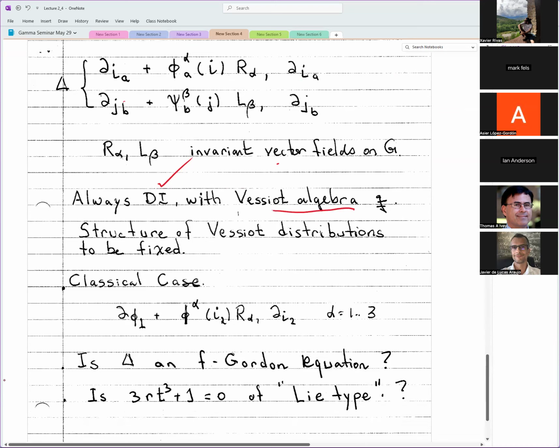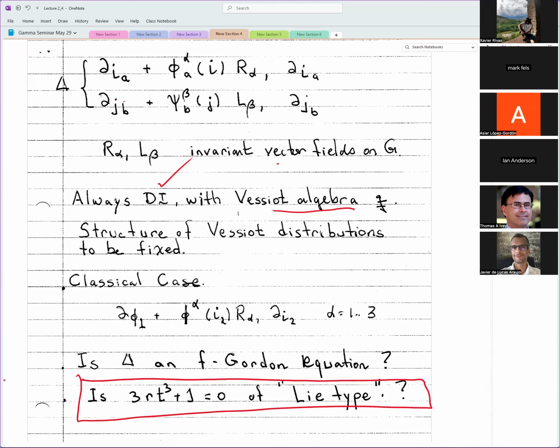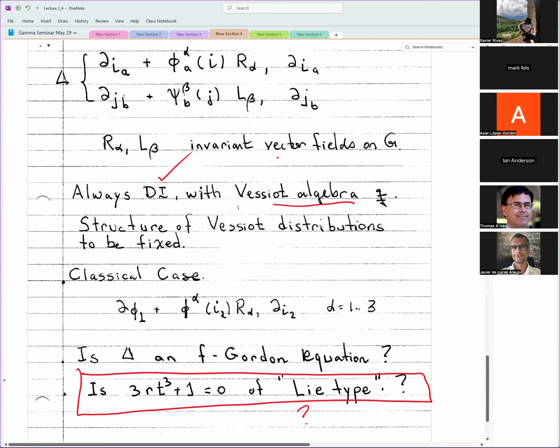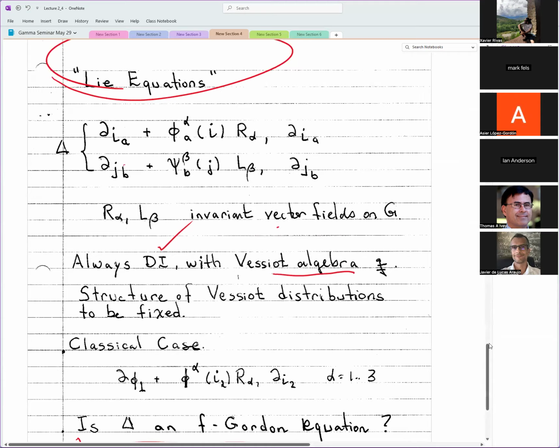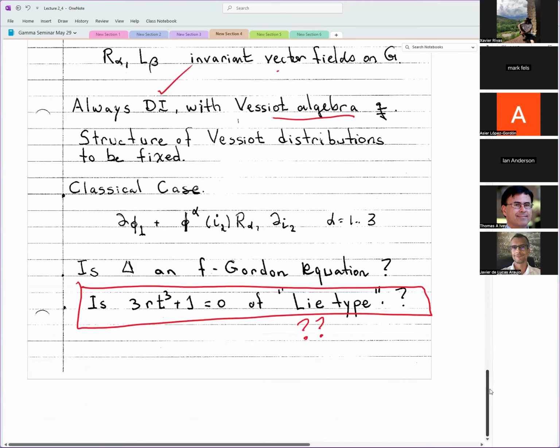Let me just end. I tried to do what I did for Liouville's equation. I tried to write the distributions delta hat and delta check for 3RT cubed plus 1 as equations of Lie type like I did for Liouville, and it's not working out. It just doesn't seem to be happening quite right. So maybe I'm doing it wrong, maybe my coordinates are wrong. I'm going to leave that as a good project for people to work on.